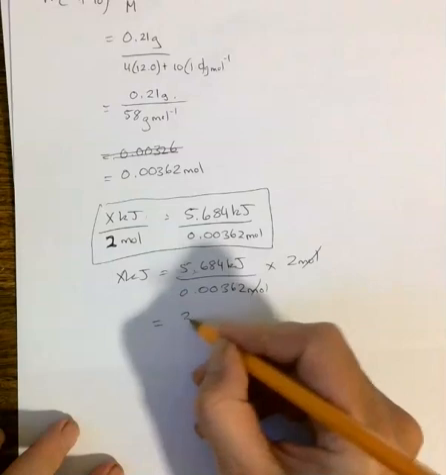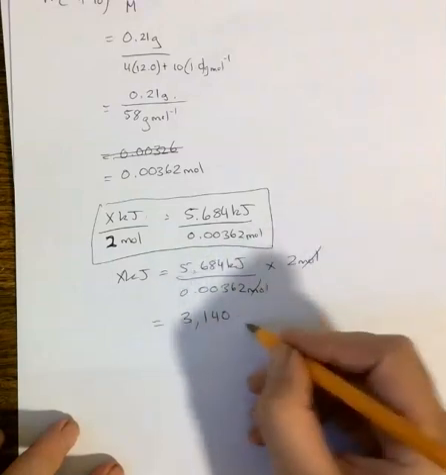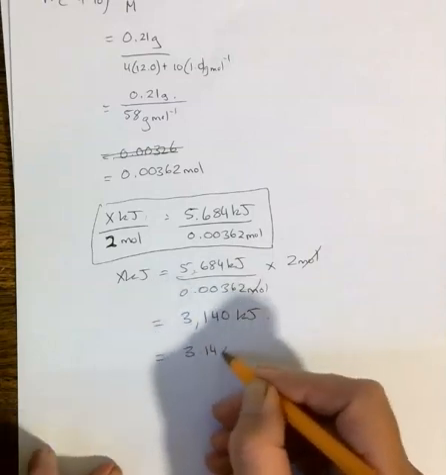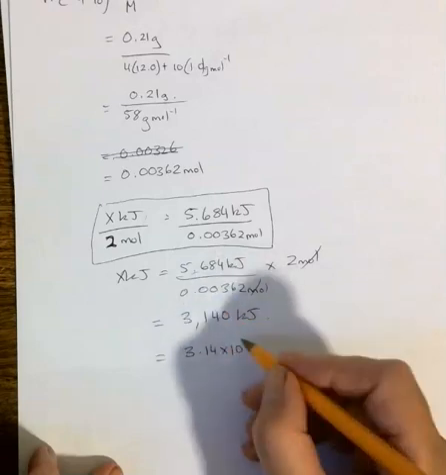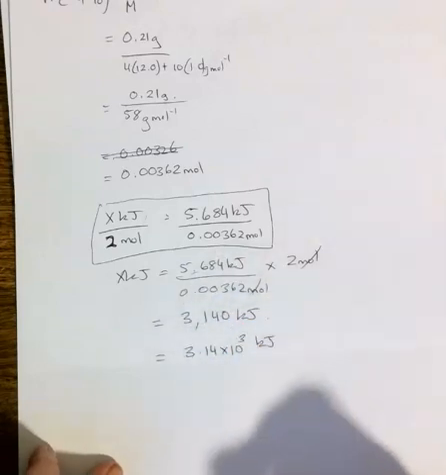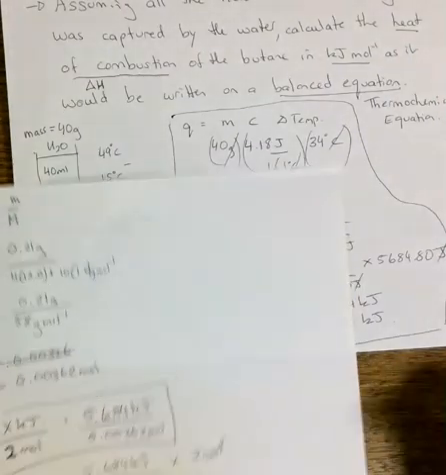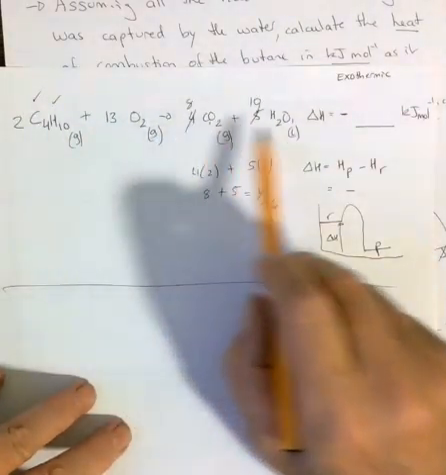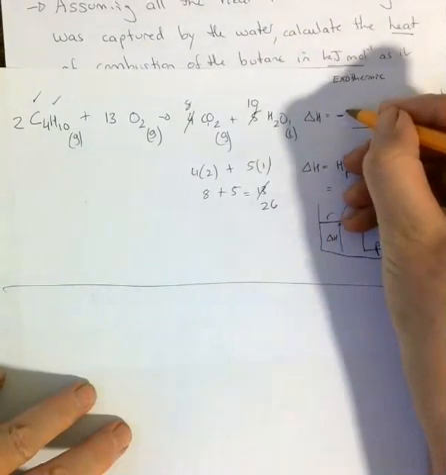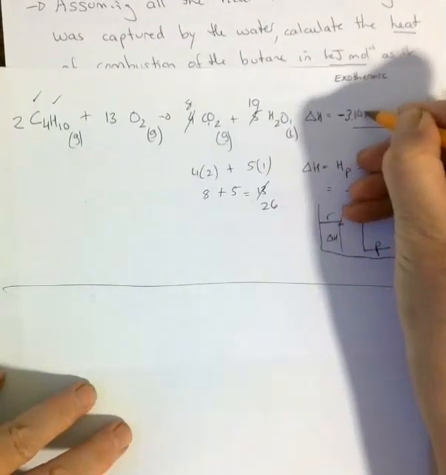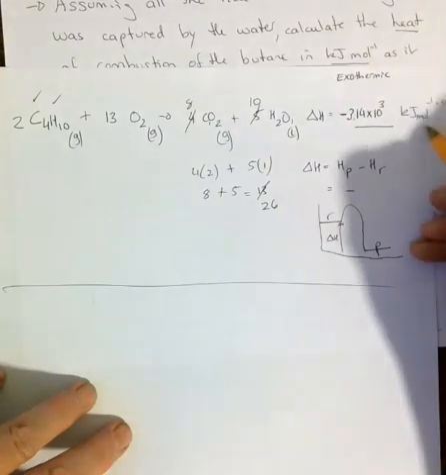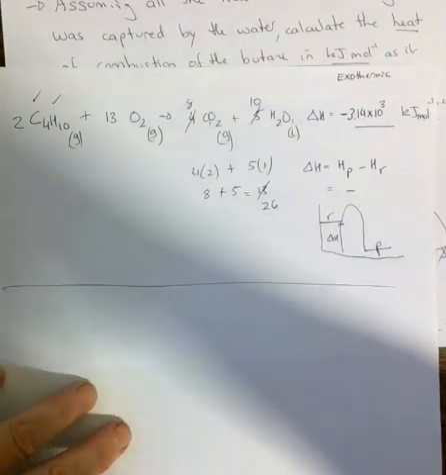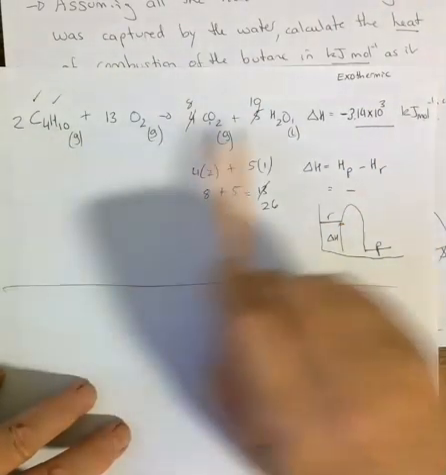So we get 3,140 kilojoules. Another way of writing that is 3.14 by 10 to the 3 kilojoules. Okay, so if we write that on our thermochemical equation, turn this into a thermochemical equation, it'd be 3.14 by 10 to the 3 kilojoules per mole. That's how much you get for 2 moles. So this kilojoules per mole, remember, is not per 1 mole when it's written on a thermochemical equation.